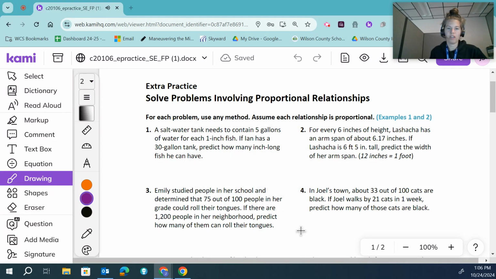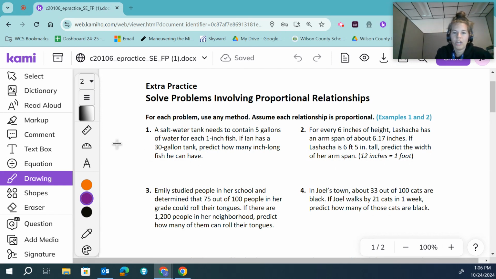Today we will be solving problems involving proportional relationships. Okay, first one says a saltwater tank contains 5 gallons of water for each 1 inch fish. If Ian has a 30-gallon tank, predict how many inch long fish he can have.